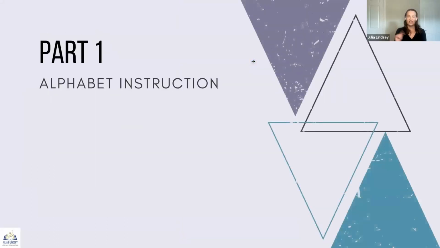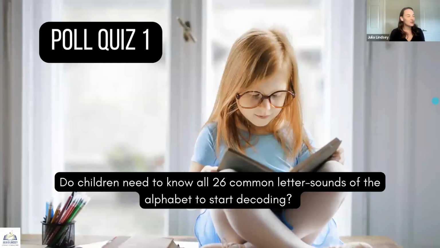So let's get into our first topic of the day, and that's going to be alphabet instruction. And even if you don't teach the alphabet, if you don't teach kindergarten or PK or young fives, I hope that you can still take some truths out of this section to bring into other experiences that your children participate in. And of course, we're going to start out with a poll. Our first poll is, do children need to know all 26 common letter sounds of the alphabet to start decoding? Yes, no, or not sure?